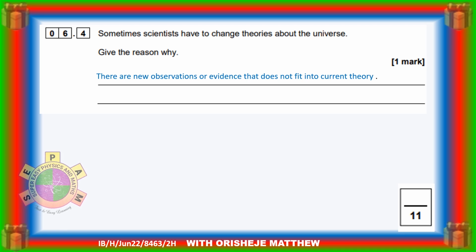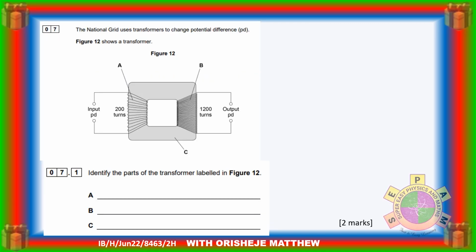Question 7. The national grid uses transformers to change potential differences. Figure 12 shows a transformer. So we will have part A of the transformer, which has 200 turns. This is the input, which is the primary coil. Then we have part B, which has 1200 turns, which is the secondary, the output PD.